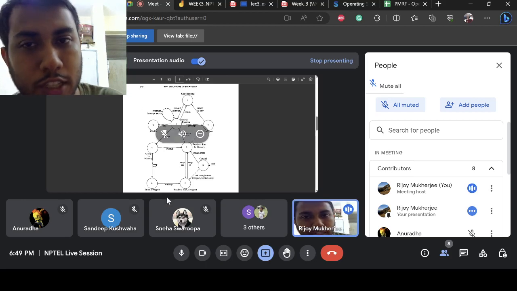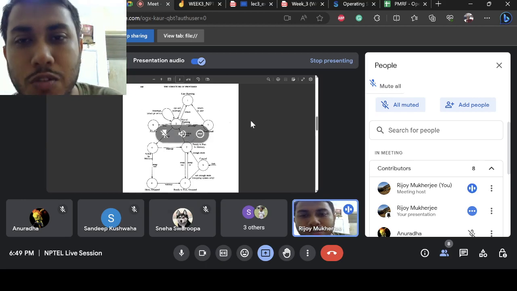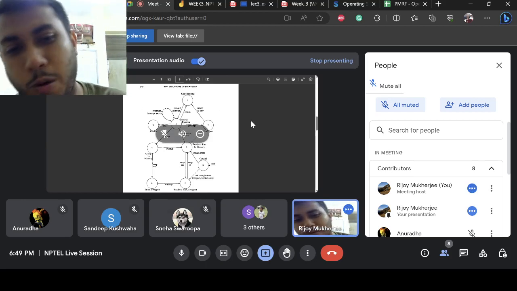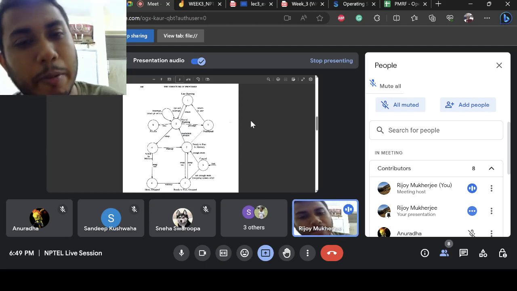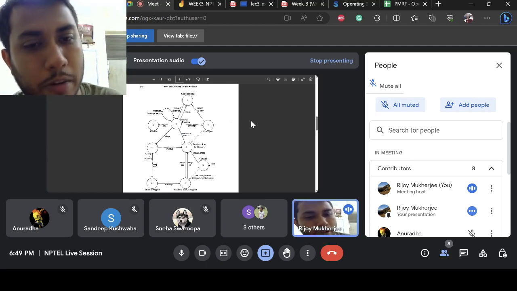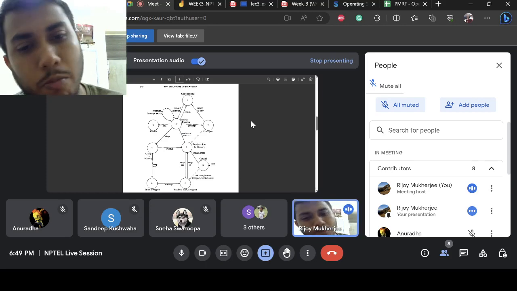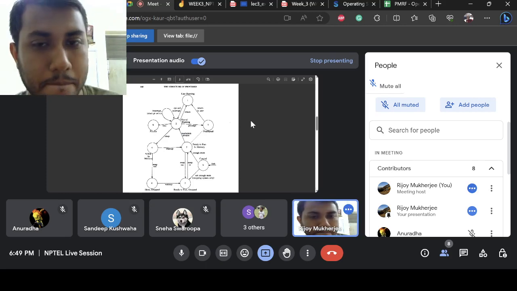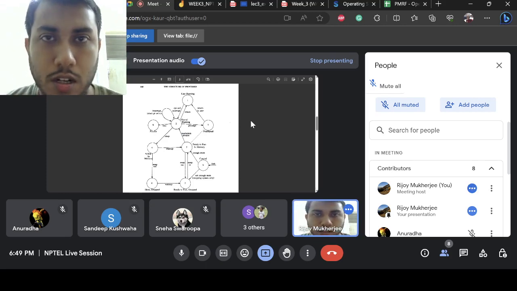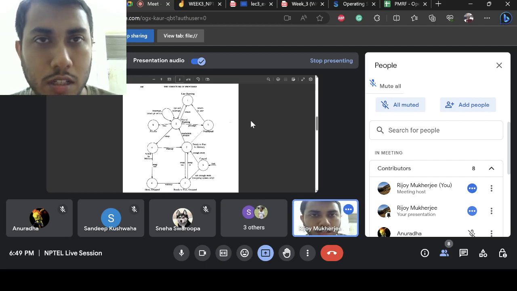So this is the structure of a process. Your main confusion was where the ready process remains. It remains in both places, in main memory and secondary memory. It depends upon how much memory is there in your system. Anything?